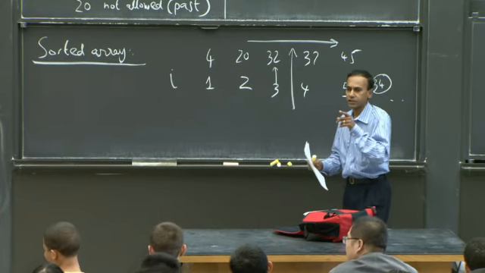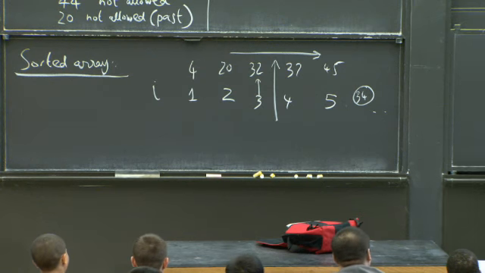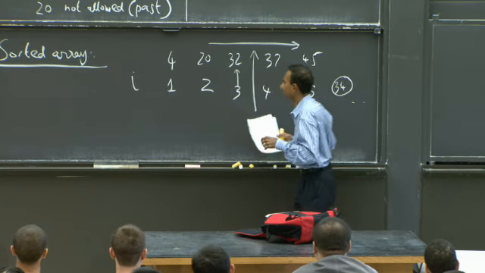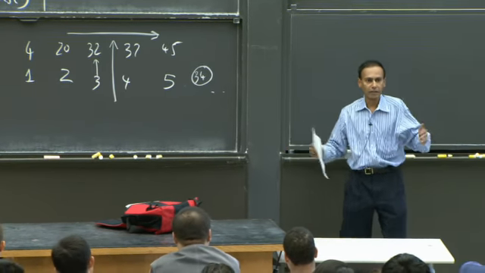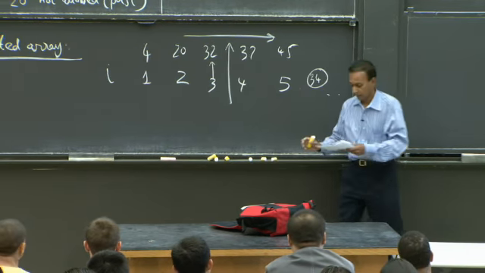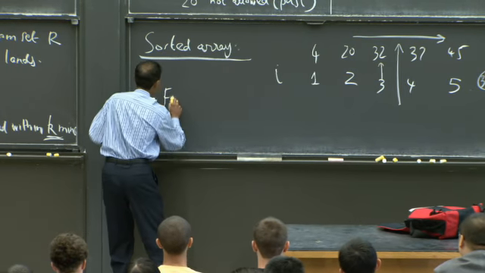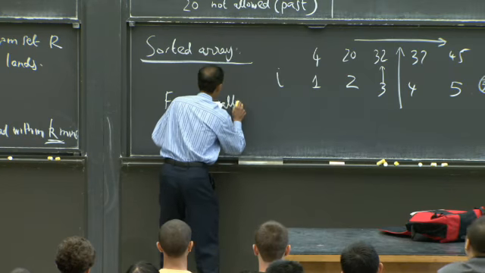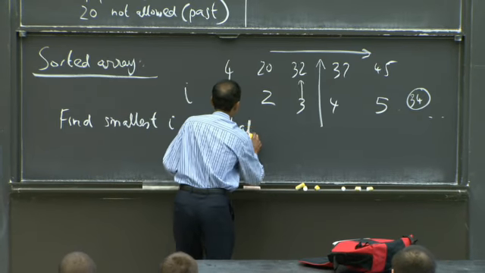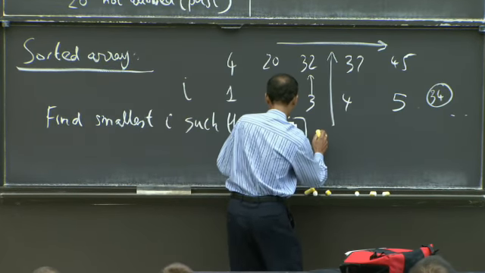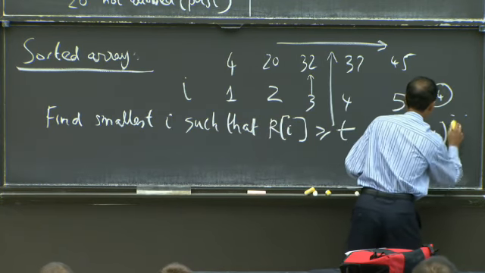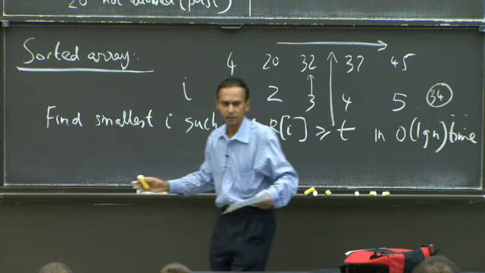So the point here is this is pretty close. It's almost what we want. There's a little bit of a glitch here. We know about binary search. Binary search is going to allow us, if there are n elements here, to find the place. It's going to be able to find, and I'm going to be precise here, the smallest i such that R of i is greater than or equal to t in order log n time. Okay? It's going to be able to do that.